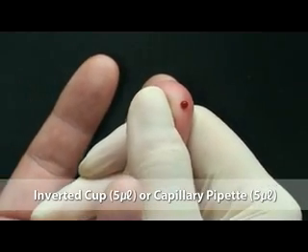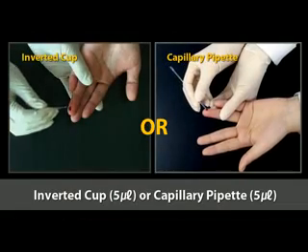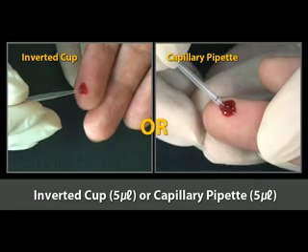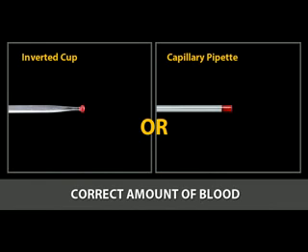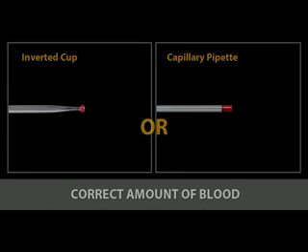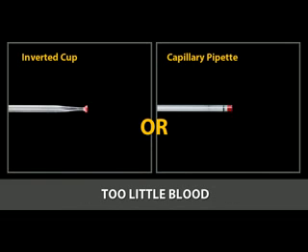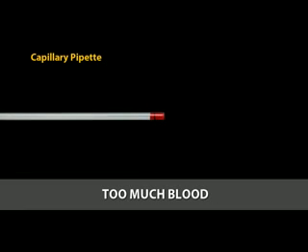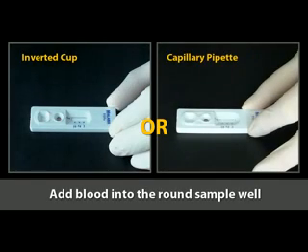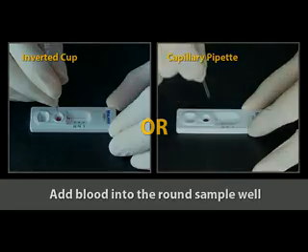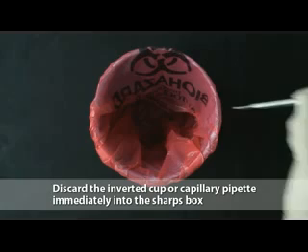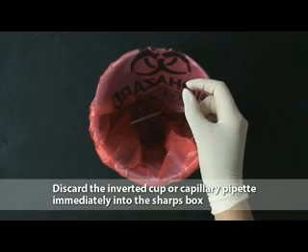As the blood bubbles up, take a disposable specimen collector and dip the circular end of an inverted cup into the blood specimen. The amount of blood collected is critical. This is the correct amount of blood. It is too little. It is too much. Add 5 microliters of drawn blood into the round sample well, touching the sample pad.